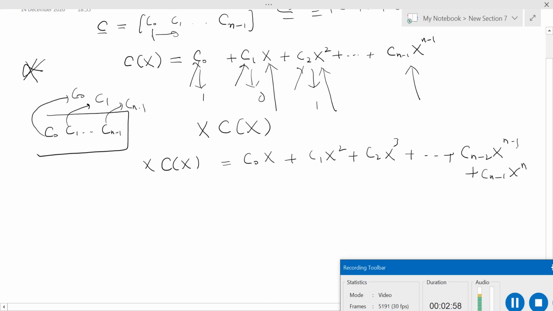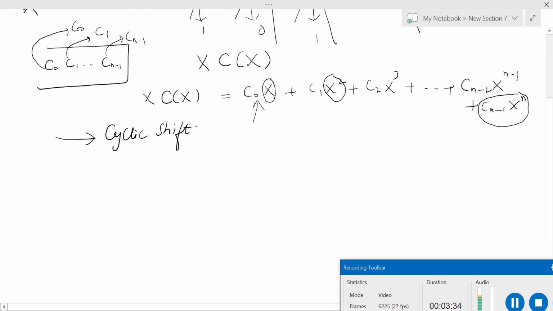But the only issue with this, you can see the shifting. So c0 now has degree 1, it means that c0 has moved to the place of c1. C1 is now multiplied with x square, it means it has moved by 1, but there is this term x to the power n. And actually we want to represent by a polynomial something called a cyclic shift.